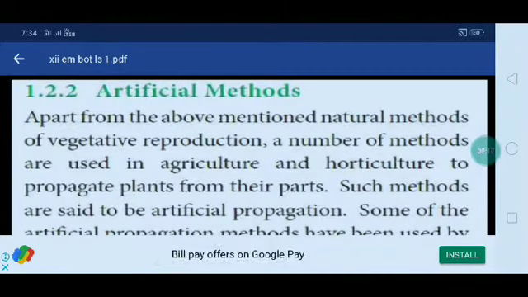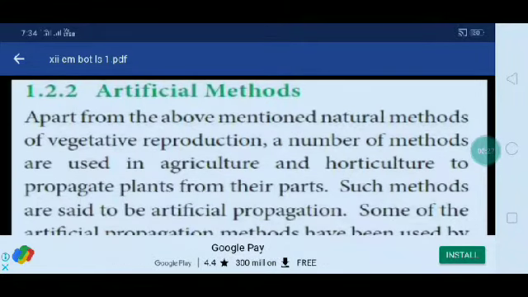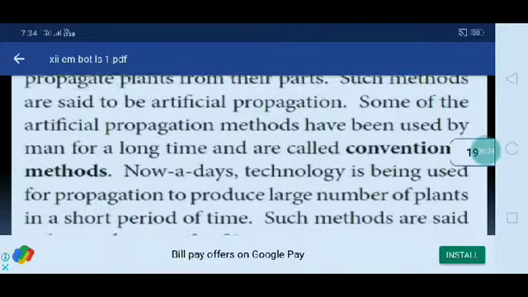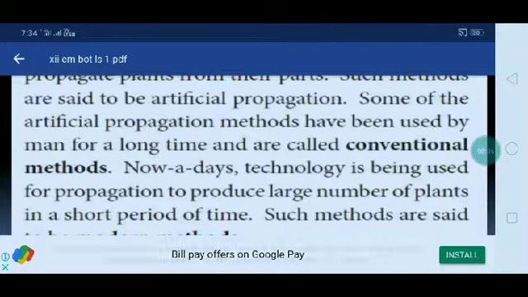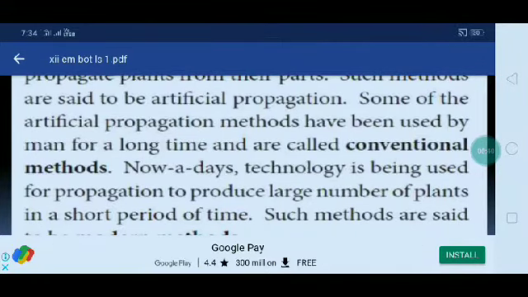Apart from the natural methods of vegetative reproduction, a number of methods are mostly used in agriculture and horticulture to propagate the plants from their parts. That is called artificial method. Such methods are said to be the artificial propagation. Some of the artificial propagation methods have been used by man for a long time and are called conventional methods.